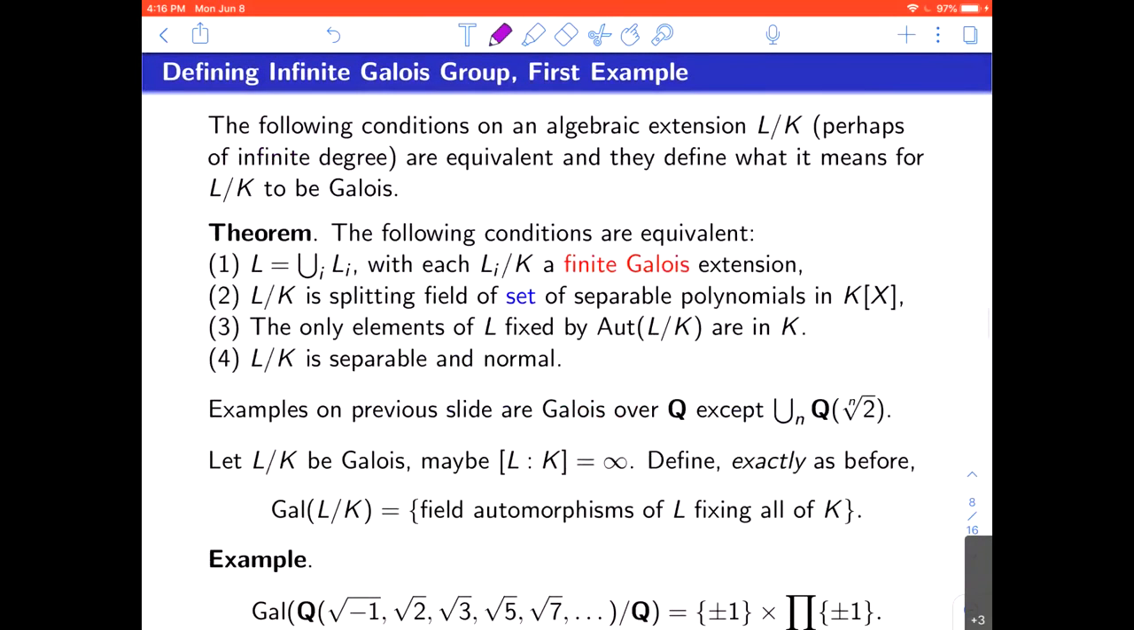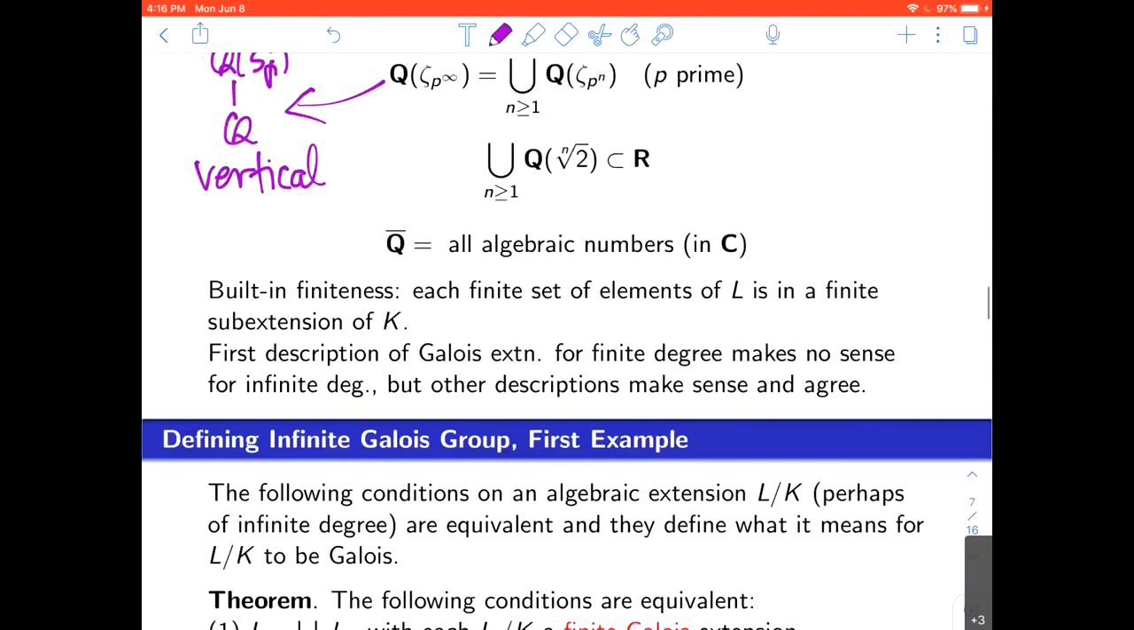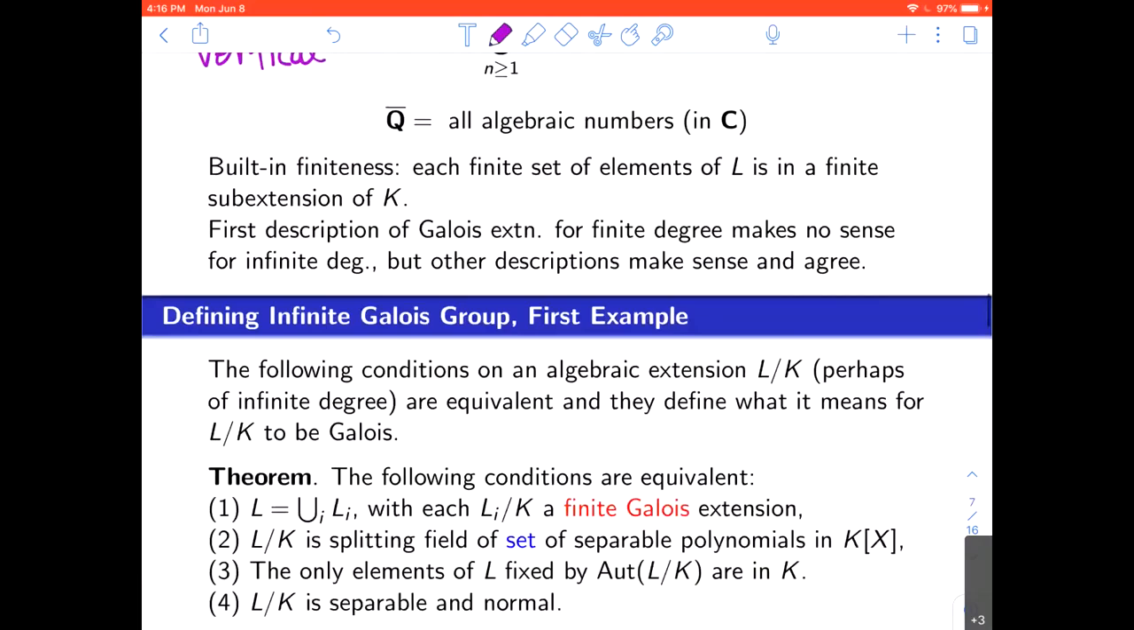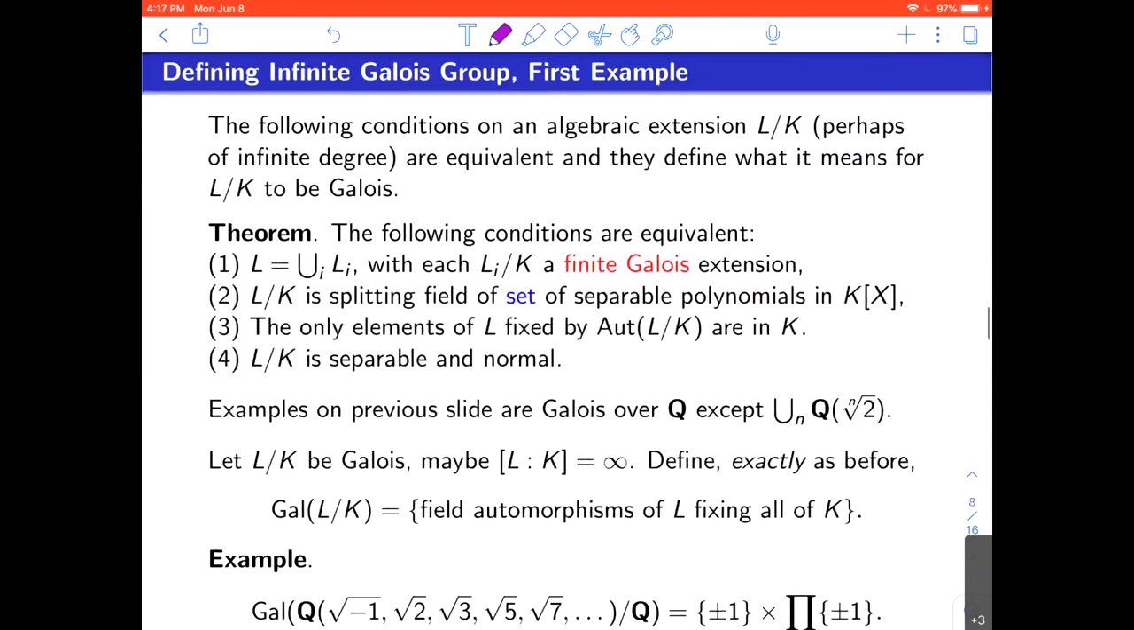So here's the definition, or rather theorem leading to a definition. If you have an algebraic extension, it could be like the ones on the previous slide, could be any of these, or it could be a finite extension, but it's not of direct interest right now. Then here are 4 properties of an algebraic extension that are all equivalent. First, that it's covered by finite Galois extensions. So assume we already know Galois theory for finite extensions.